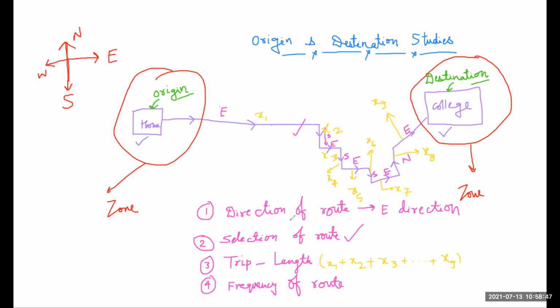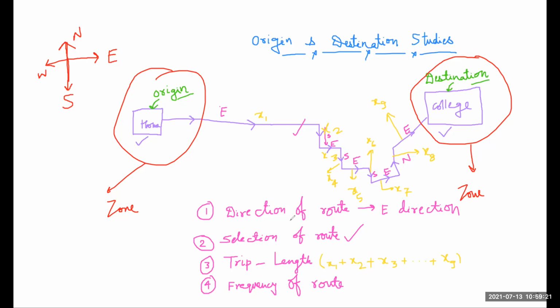So if we take an example that from home we start our journey and up to college we end our journey, then home is your origin and college is your destination. So home is your zone of origin and college is your zone of destination. The details which we get from origin and destination study, first is direction of route.